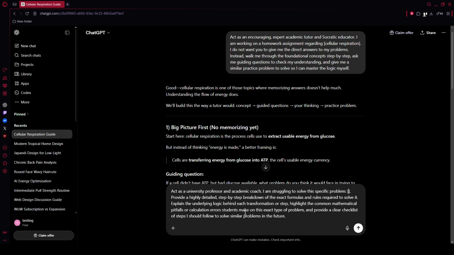Highlight the common mathematical pitfalls or calculation errors students make on this exact type of problem, and provide a clear checklist of steps I should follow to solve similar problems in the future. Paste the exact problem and request explanations you can reapply, not final answers to submit. For essays, strengthen structure and rigor.